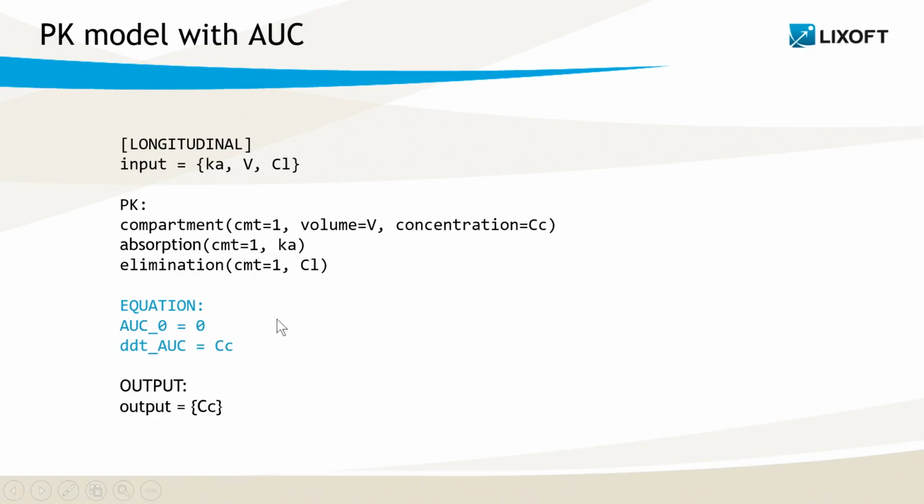The AUC is computed by integrating the concentration over time. This can be done simply like this by defining the variable AUC in a block EQUATION with the derivative of AUC equal to the concentration. I will now show several ways to use this variable as an output with applications of the Monolix suite.